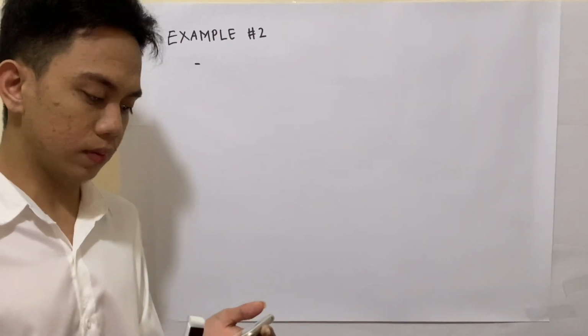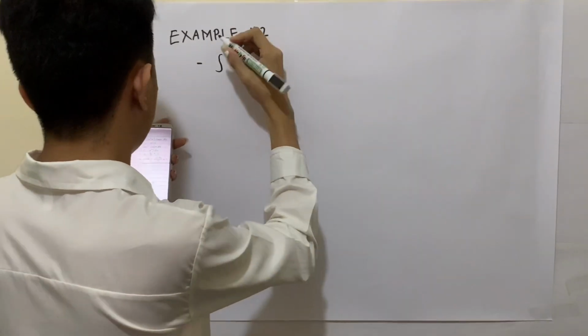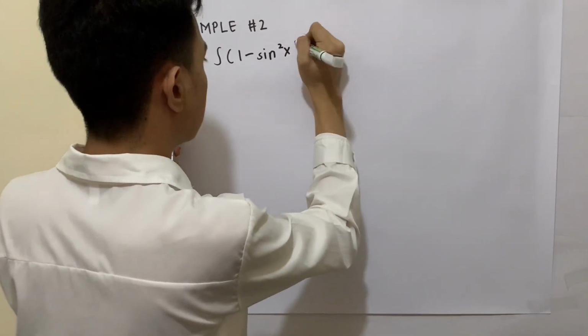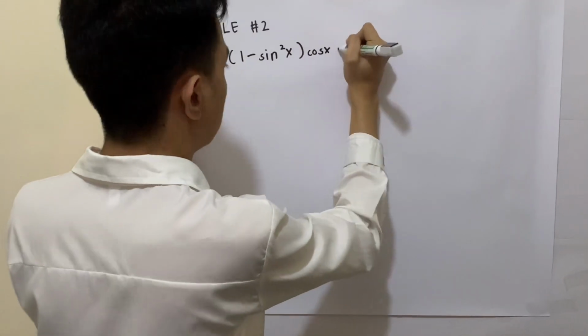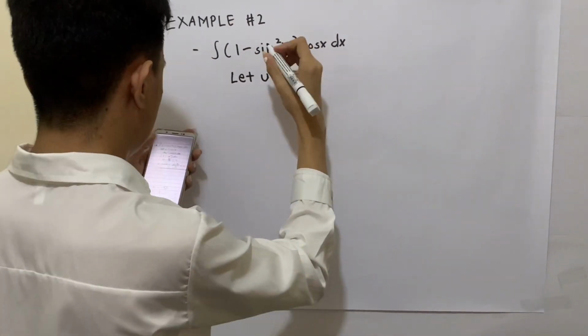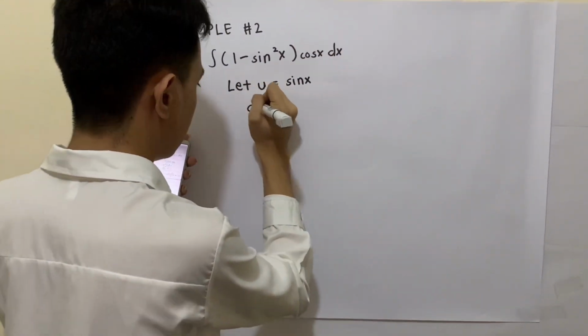Let's try again on our second example. We are given the integral of the quantity 1 minus sine squared x times cosine x dx. Here, we will let u be equal to sine x. The derivative of it is cosine x dx.